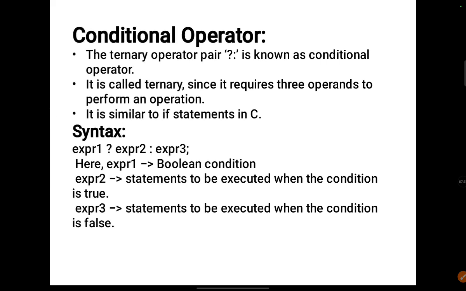Conditional operators. The ternary operator pair is known as the conditional operator. It is called ternary since it requires 3 operands to perform an operation. It is similar to the if statement in C. Syntax of a conditional operator is expression 1 ? expression 2 : expression 3. Here expression 1 is a Boolean condition. Expression 2 is the statement to be executed when the condition is true. Expression 3 is the statement to be executed when the condition is false.